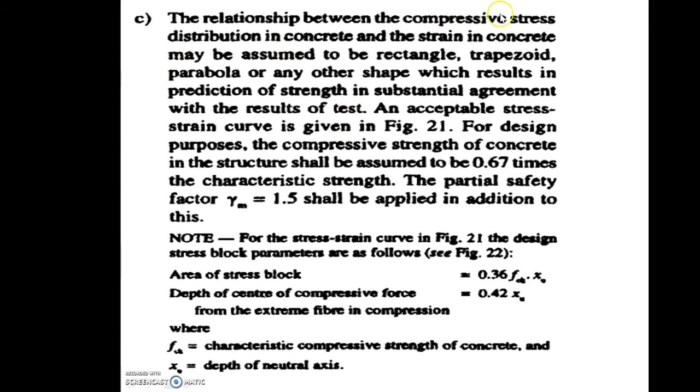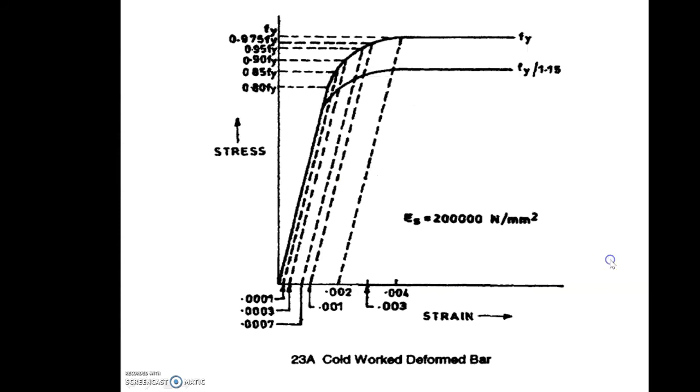So the relation between the compressive stress distribution in concrete and the strain in the concrete may be assumed as rectangle, trapezoid, and parabola. So the area of stress block is equal to 0.36 fck b xu, and the depth of center of compressive force is equal to 0.42 xu, which is already given in the IS 456 2000.